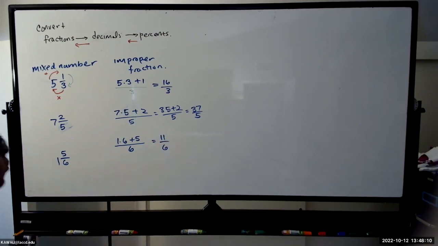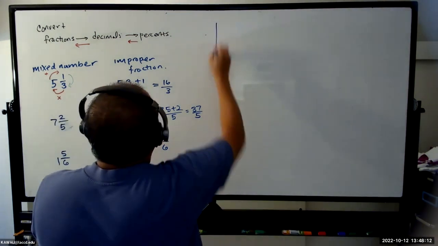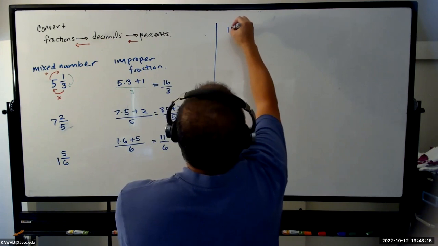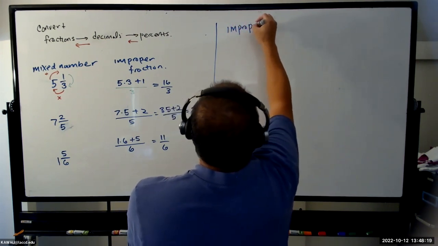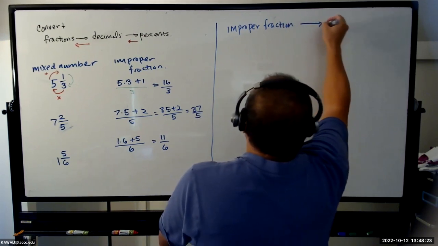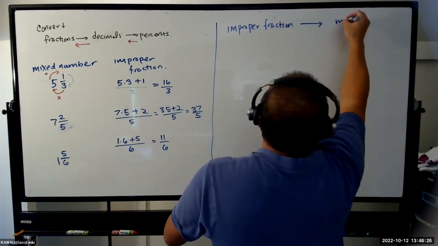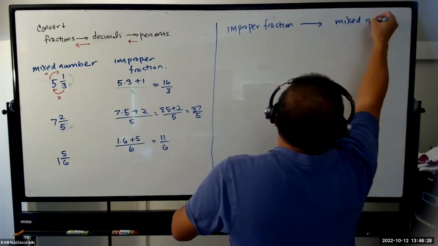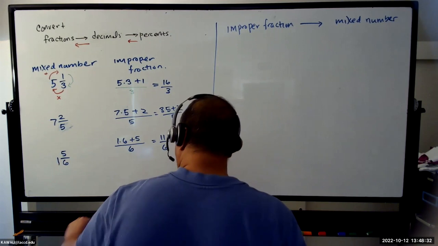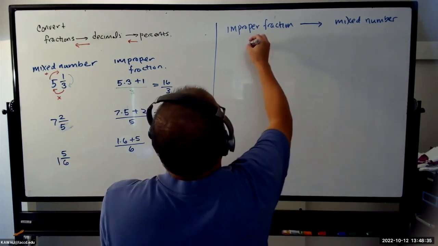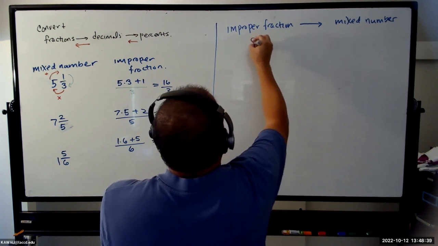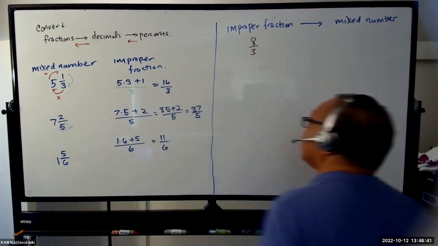Okay, good. Now we should know how to go backwards. So we want to be able to go from an improper fraction to a mixed number. Now let's say I have something that looks like 8 over 3. Let me give people time to copy.